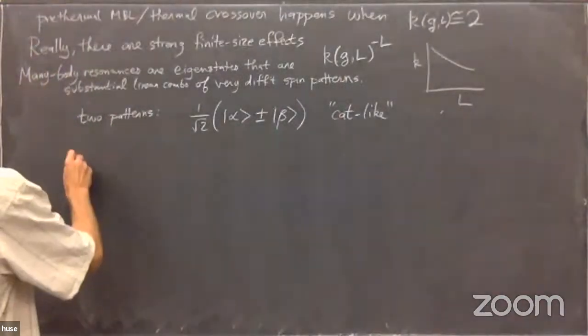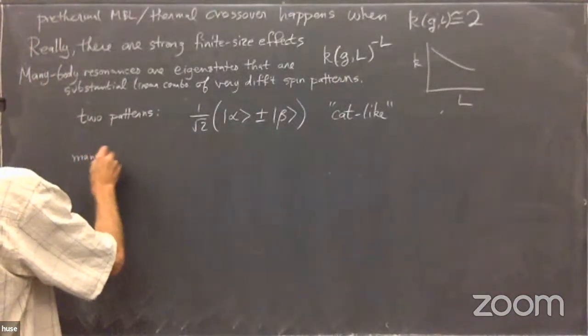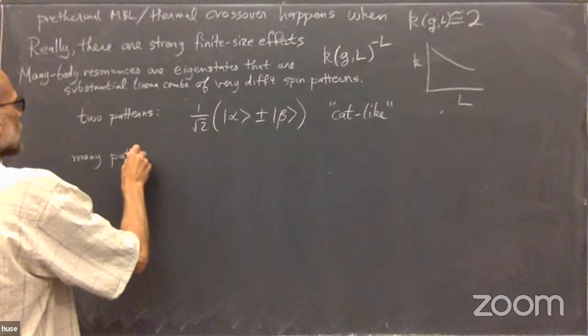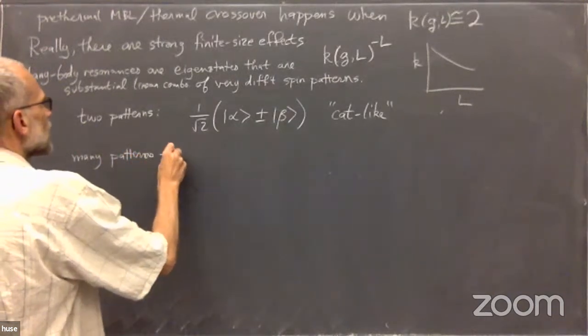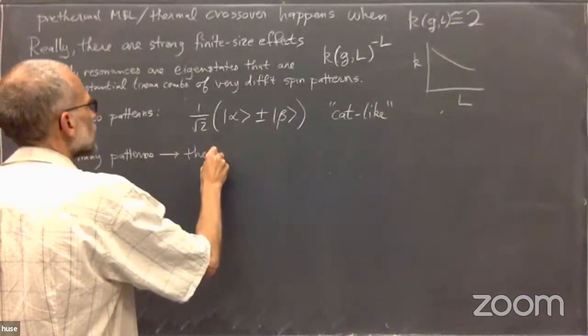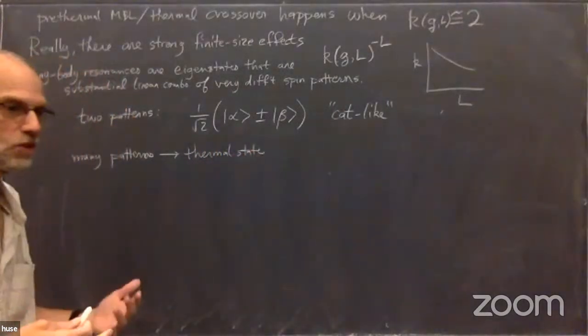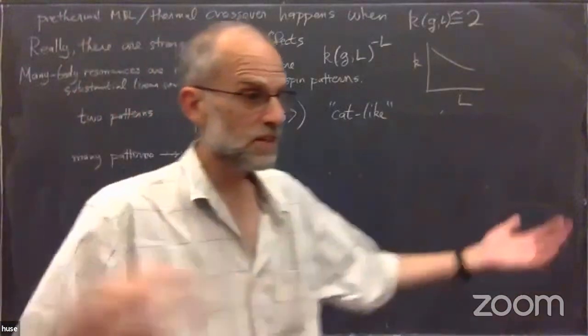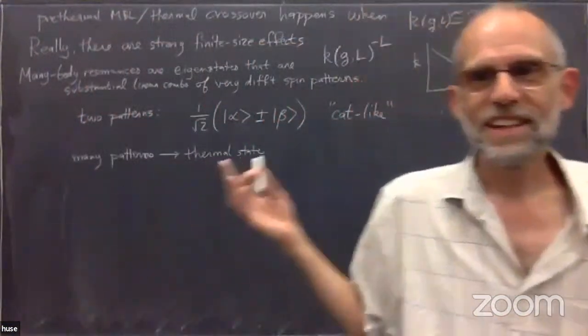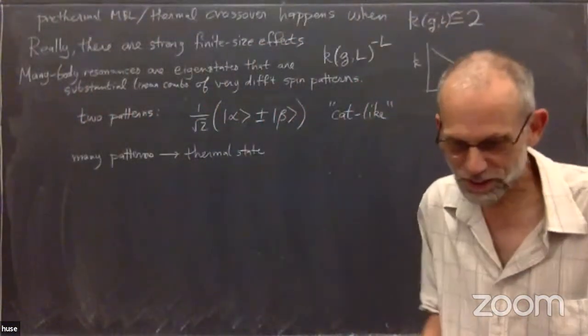And then if it's many patterns, that's really what thermal states are. That's how you get to a thermal state, is you make a linear combination of many different patterns. And you know, that's what the thermal state looks like.